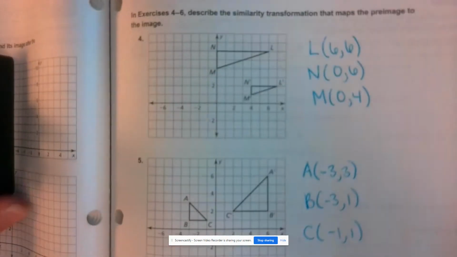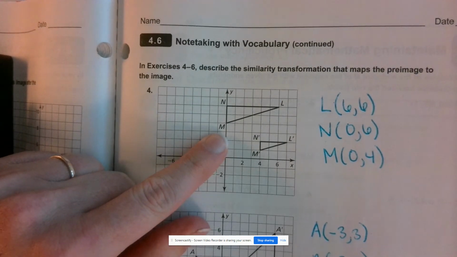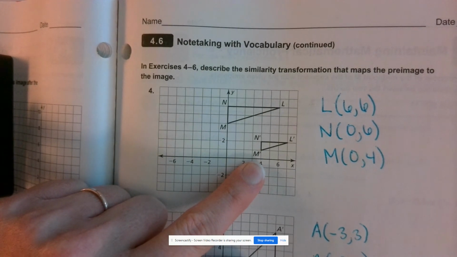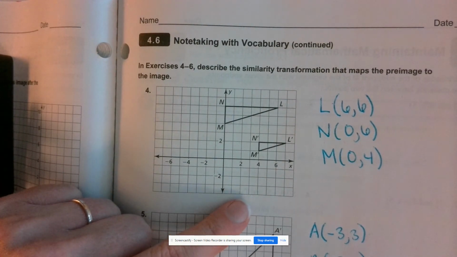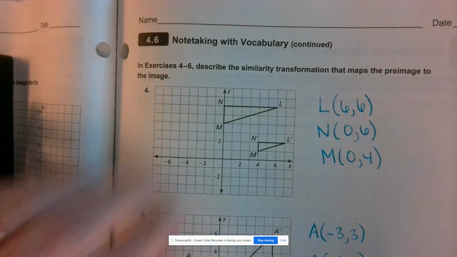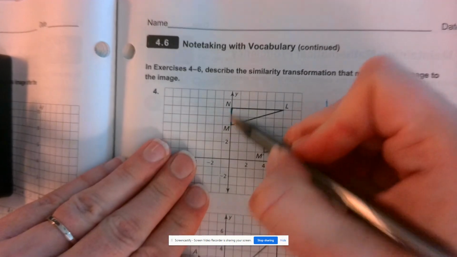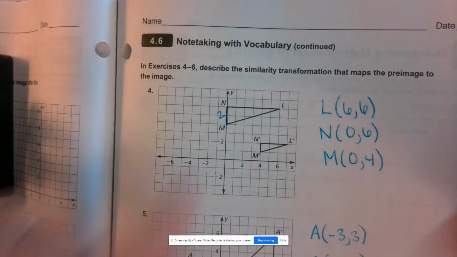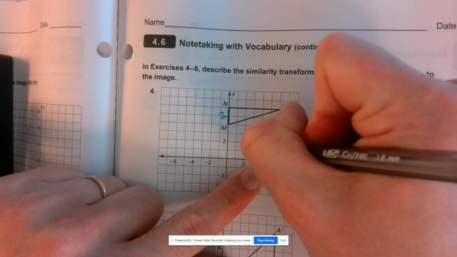So in number 4, my pre-image is triangle LMN. I have to dilate it so it becomes the same size as L prime, M prime, N prime. To figure out what the scale factor needs to be, I'm going to pick one of the lengths on my pre-image. I'll pick NM. The length from M to N is 2. After the dilation, that corresponding side, M prime, N prime, is 1.